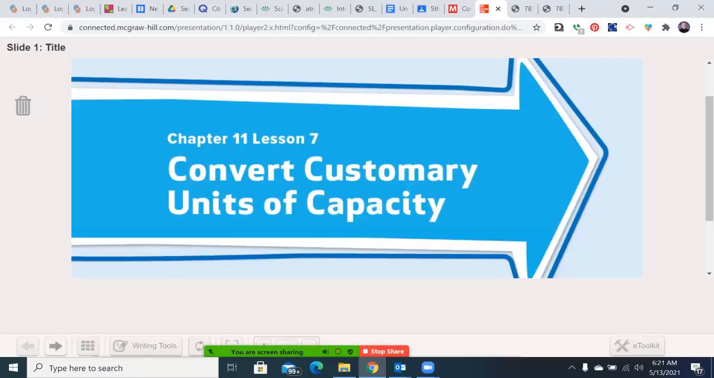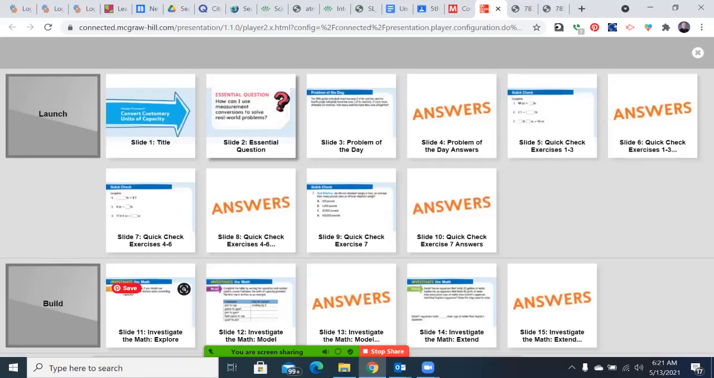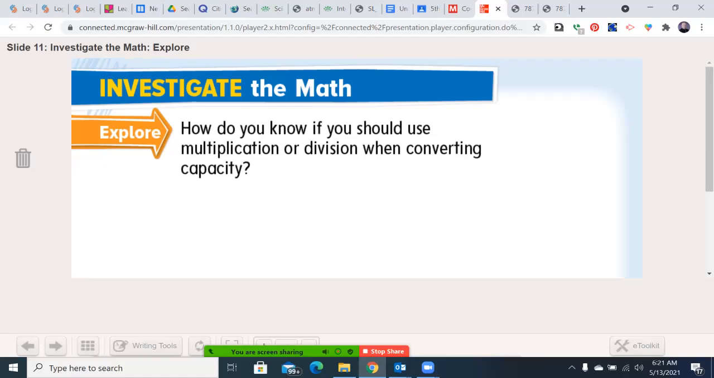So let's return back. Again, this is converting customary units of capacity. And our essential question is, how can I use measurement conversions to solve real world problems? Trust me, you will use these plenty in the real world if you're not already. This part is not in your text, so just follow along, listen, and ask yourself questions.